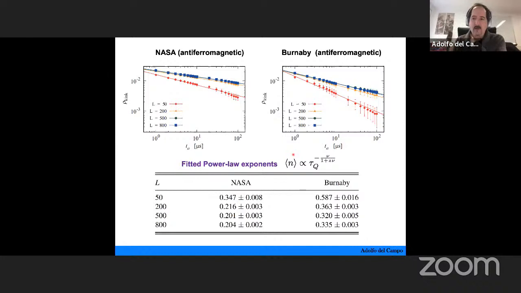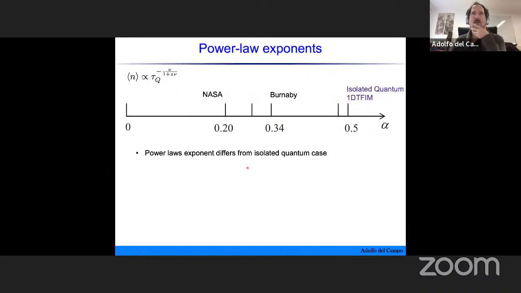So now comes a bit the art of trying to guess what is the right physics at hand. Right, so I can just put here a map with the possible values of the power law exponent in a Kibble-Zurek kind of plot, for the density of kinks scaling with the quench time. The theory tells us the value is 1/2. One of the machines has a value of 0.2, the other one has 0.3.